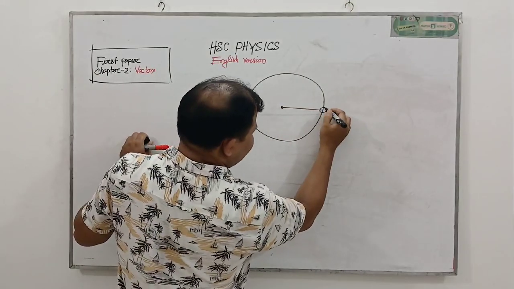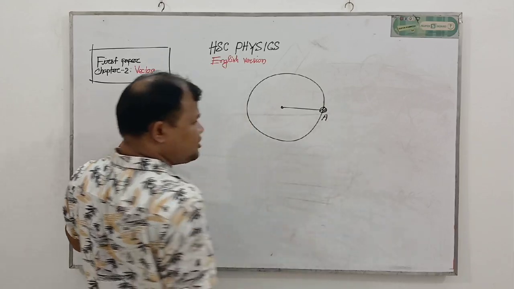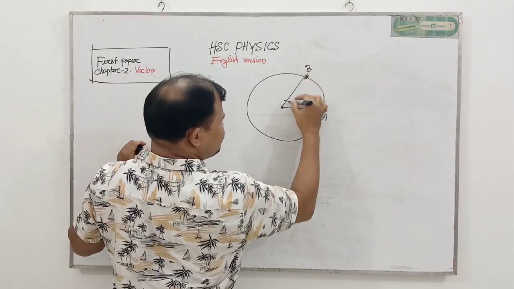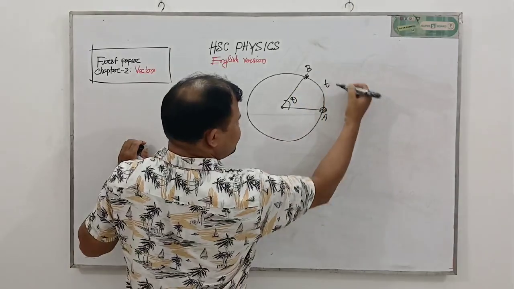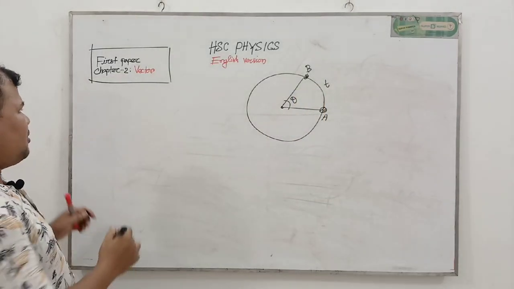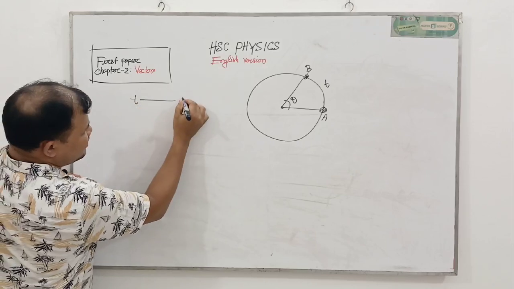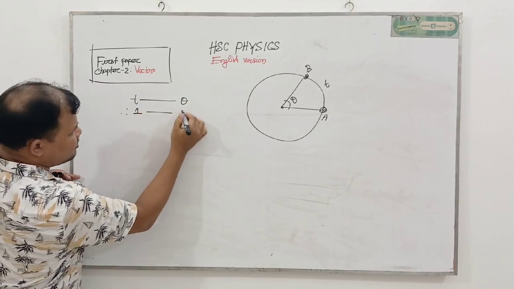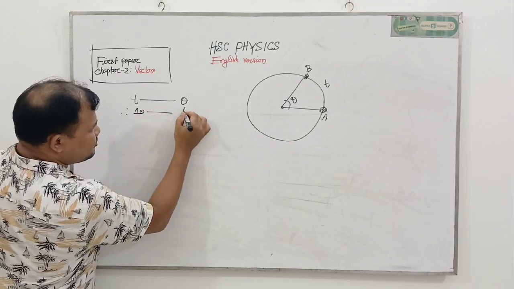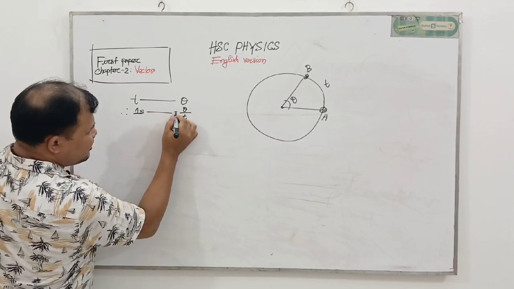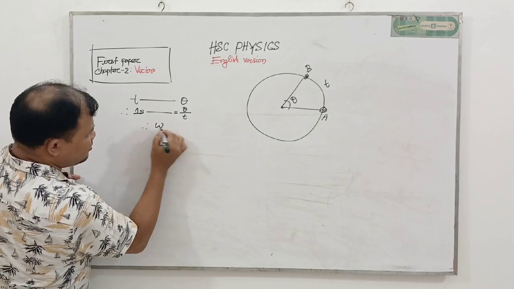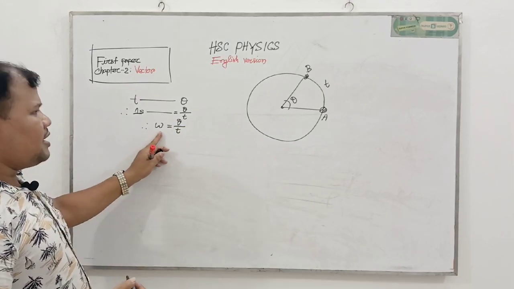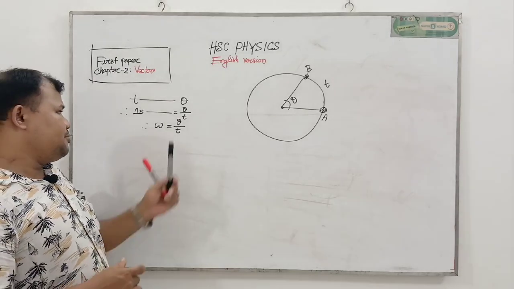If a body starts a journey from here, point A, this is the initial point. If this body goes from here, then this is the final point. So in this situation, the time needed is t. For time t, the angular displacement will be theta. In case of 1 second, the angular displacement will be theta divided by t, and this theta divided by t is called angular velocity. So this is the equation for measuring angular velocity.